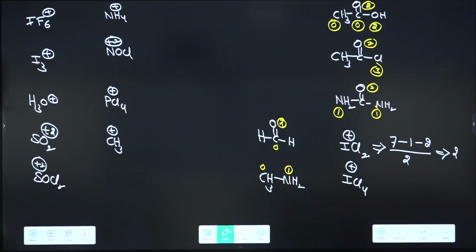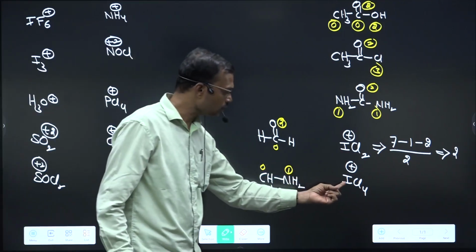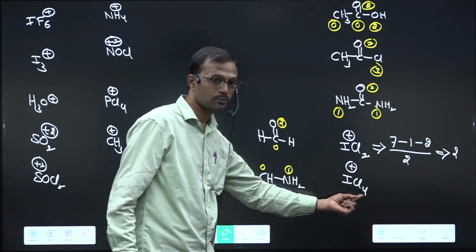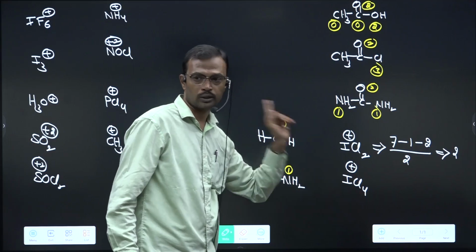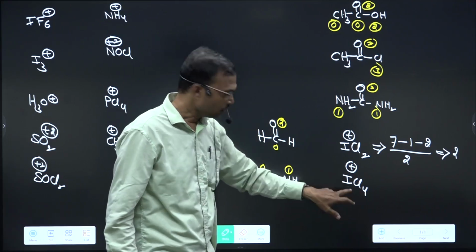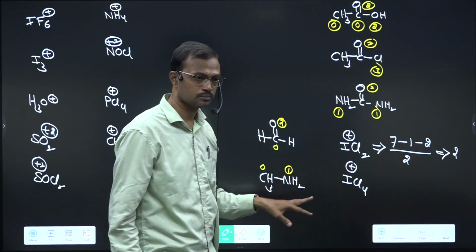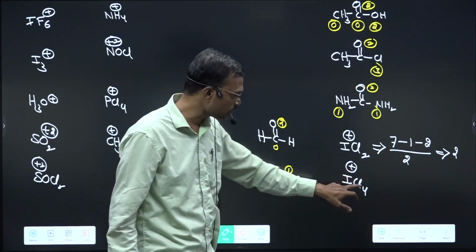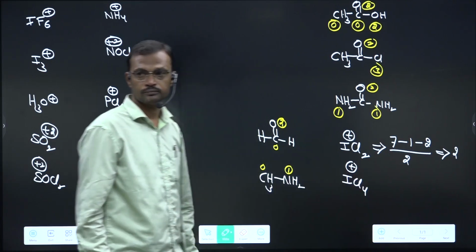How many lone pairs in ICl4 plus? Simply remember it is 7, right? 7 minus 1, 6. 6 minus 4, 2 by 2, 1. Write down the group number minus this charge, and on the spot you will get the answer. Group number is 7. 7 minus 1, 6. 6 minus 4, 2 by 2, 1.